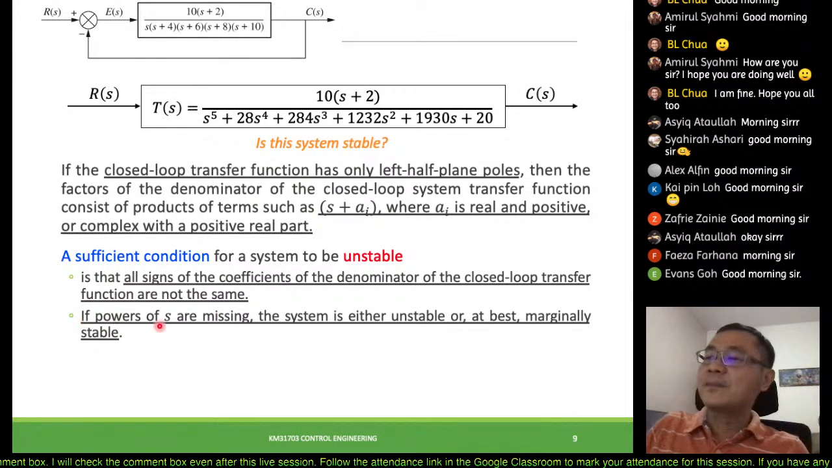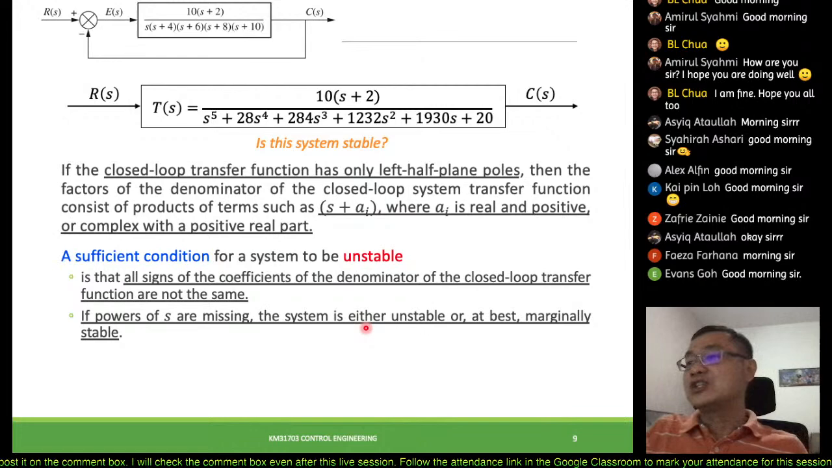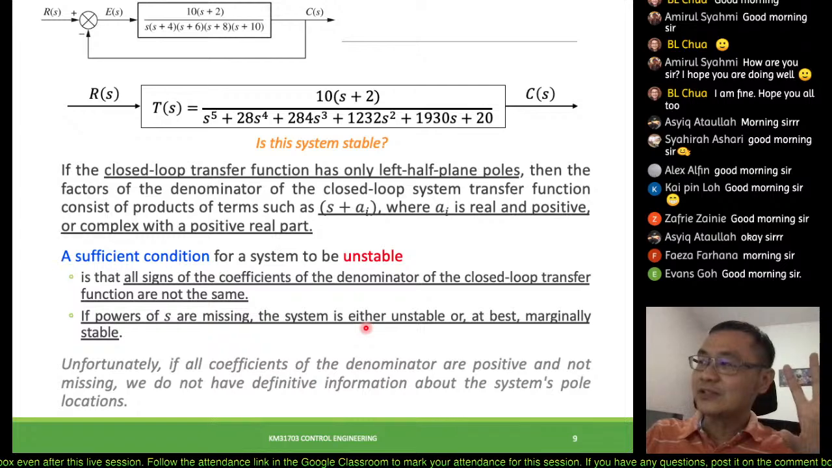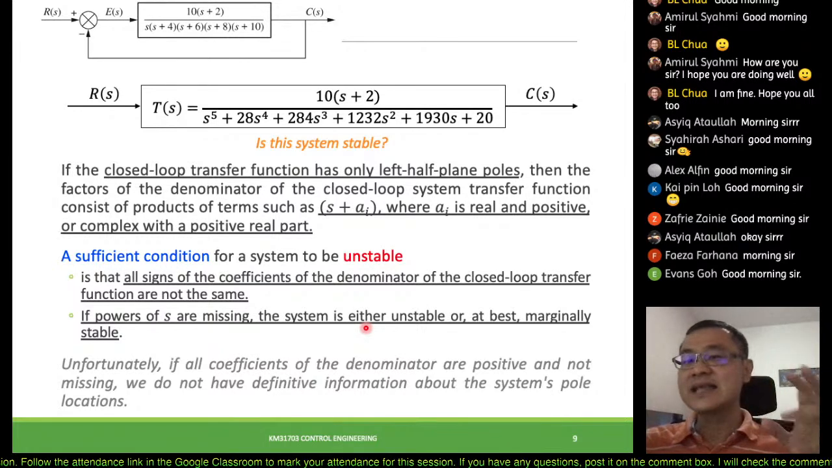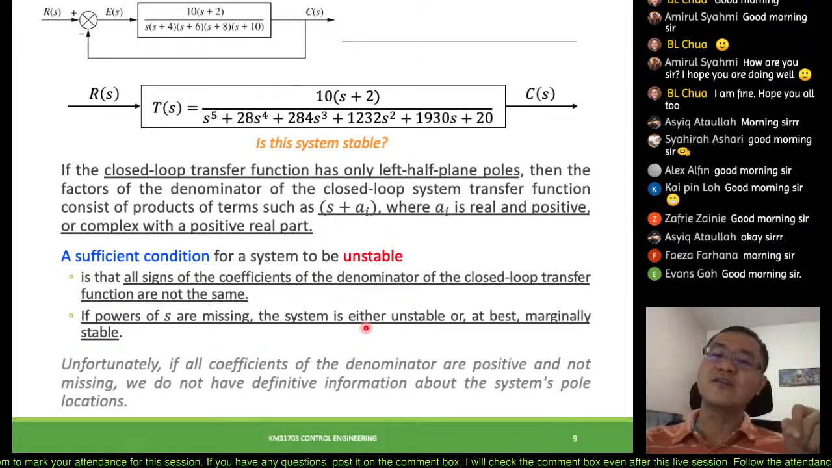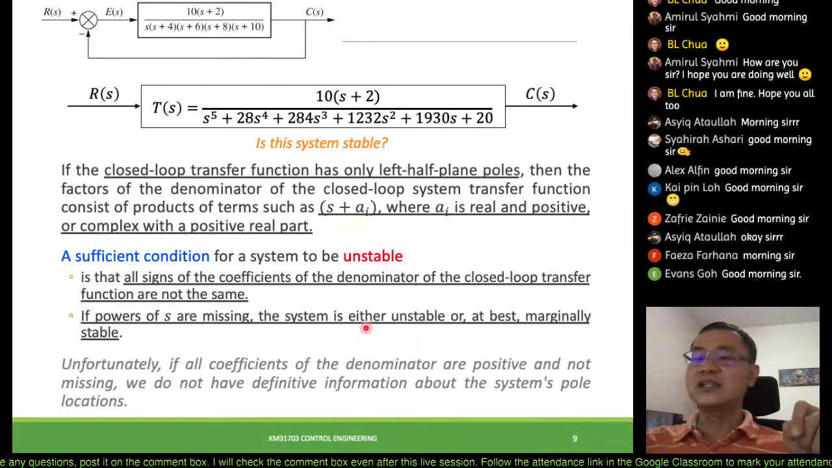And also, if powers of S are missing, so if you have S5, 4, 3, 2, 1, and something is missing, then the system can be unstable as well, or at best marginally stable. So we try to use these ideas to give us an insight without solving for the roots, especially in the days when we didn't have a computer to help us. Therefore we need a better way to analyze it.